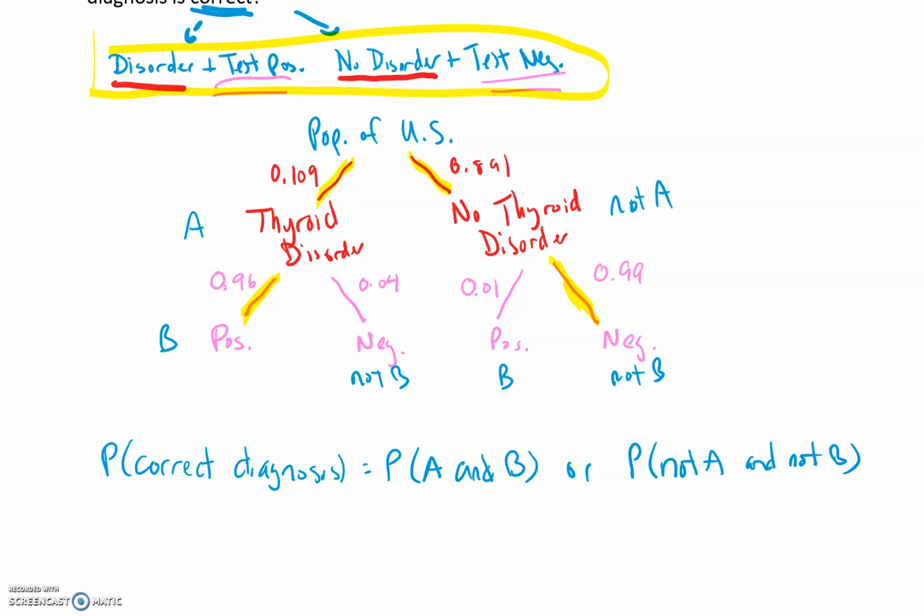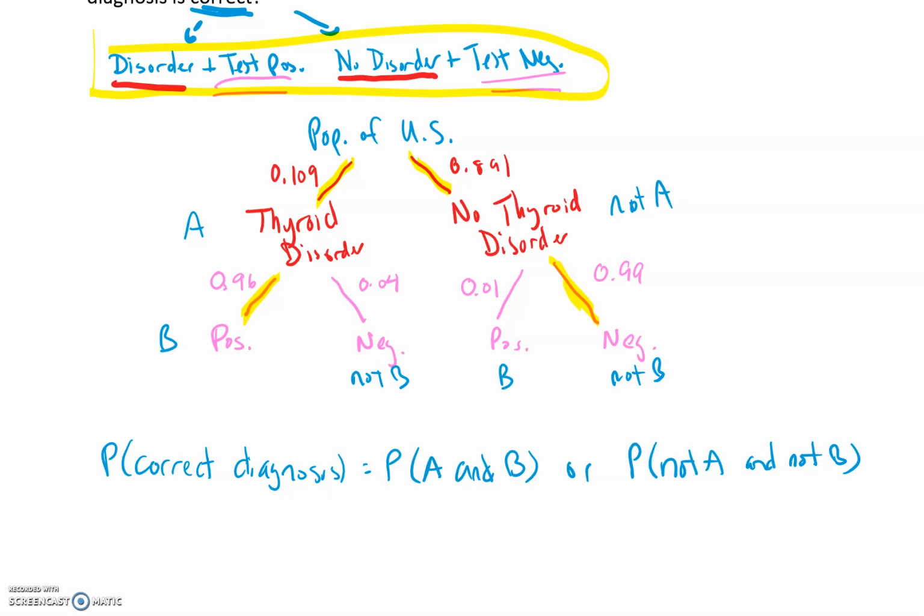So you can see the "and" is the compound situation, right? And here it's going to be dependent, because the test accuracy depends on whether or not you have the disorder. And then the "or" is what we were just talking about when looking at overlapping or disjoint. In this situation, there's no overlapping, because there's no way you can have both a thyroid disorder and no thyroid disorder at the same time. And your test can't both be positive and negative at the same time. So that's what I meant by it being dependent and disjoint.